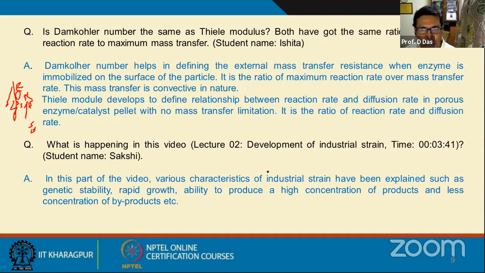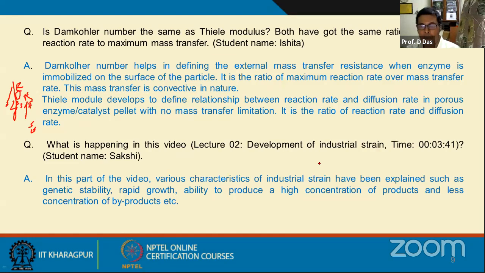Now, the next question is: what is the role of the industrial strain? This might be the question by the student called Sakshi. So you know that there are two types of microbial strains. One is called industrial strain, another we call wild strain. Am I right? Now, what is wild strain?